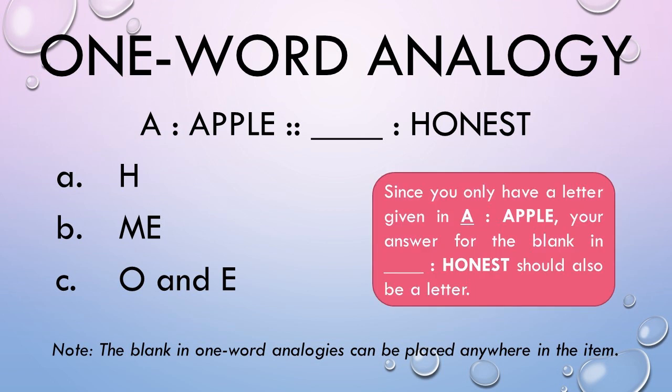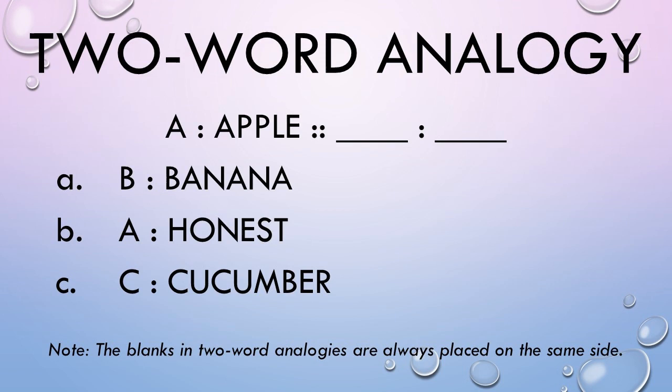Since you only have a letter given in A apple, your answer on the blank for blank honest should also be a letter. In this case, letter A is the correct answer. The second type of analogy is two-word analogy. This is like a single word analogy, however, two blanks on the same side are given. Let's take a look on this item.